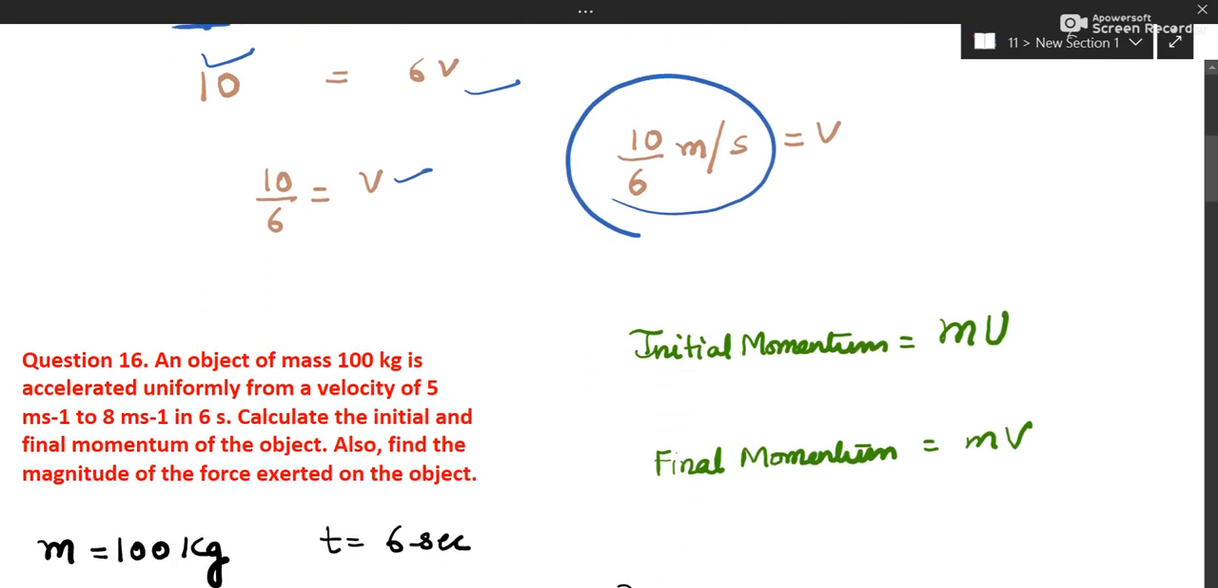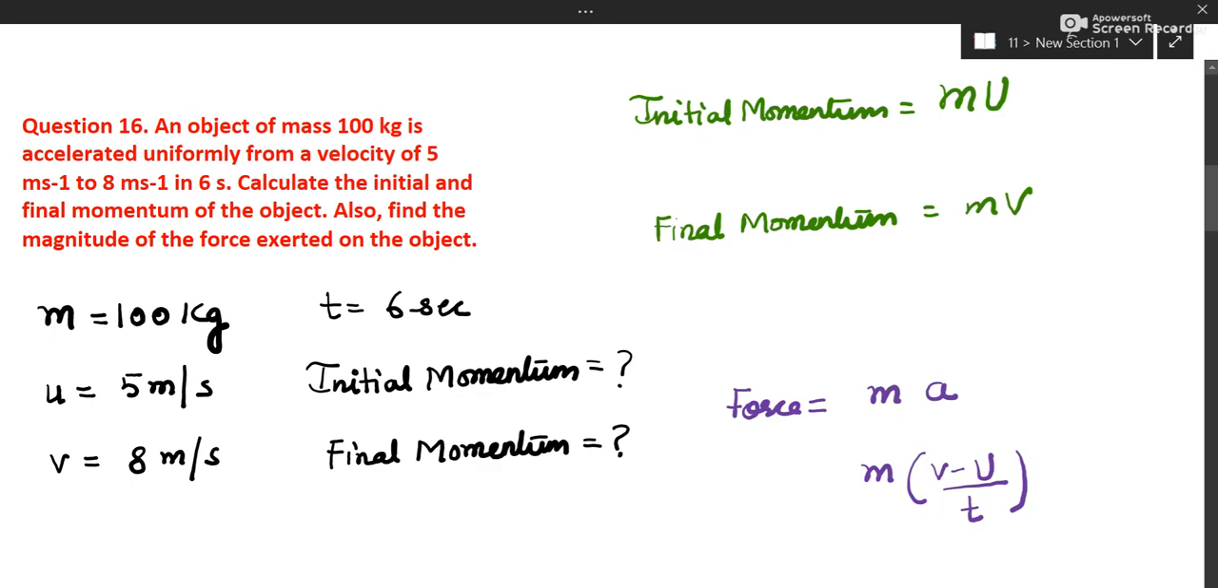Getting to the next numerical. An object of mass 100 kg is accelerated uniformly from a velocity of 5 meter per second to 8 meter per second. So mass of object is 100 kg, initial velocity is 5 meter per second, final velocity is 8 meter per second, and time is 6 seconds. We have to find out initial and final momentum.